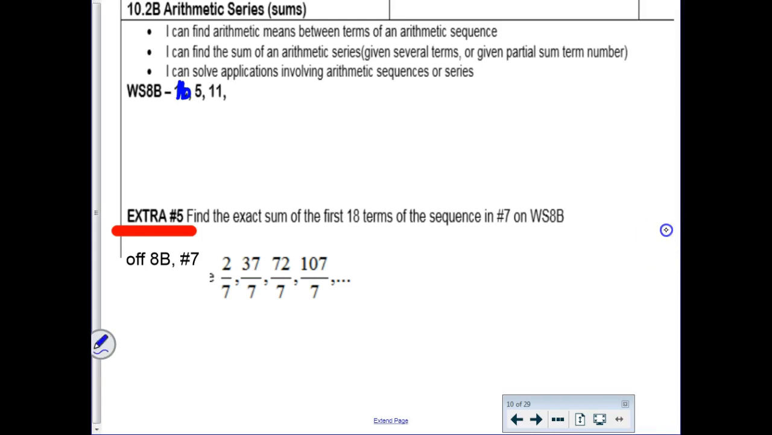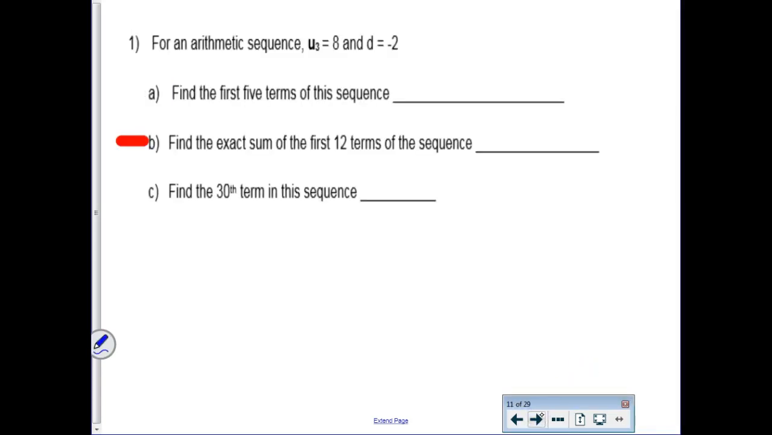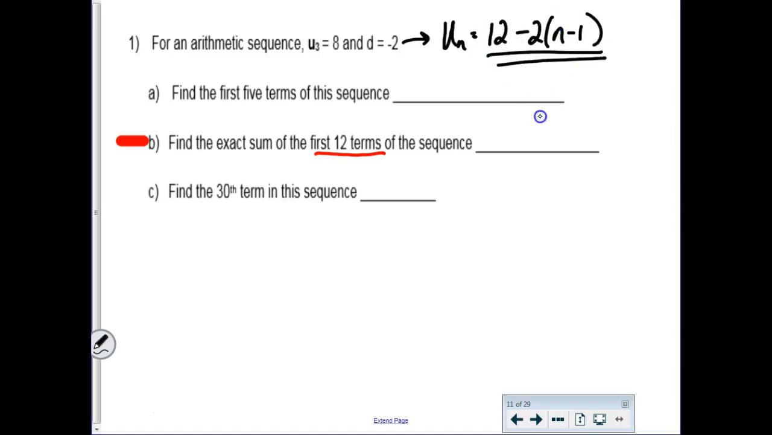So let's go back to that worksheet. Let's look at number 1, part B. Remember how we already solved this one out? Find the exact sum of the first 12 terms of the sequence. From our work a couple problems ago, we figured out that the general formula was 12 for our first term, minus 2 times n minus 1.